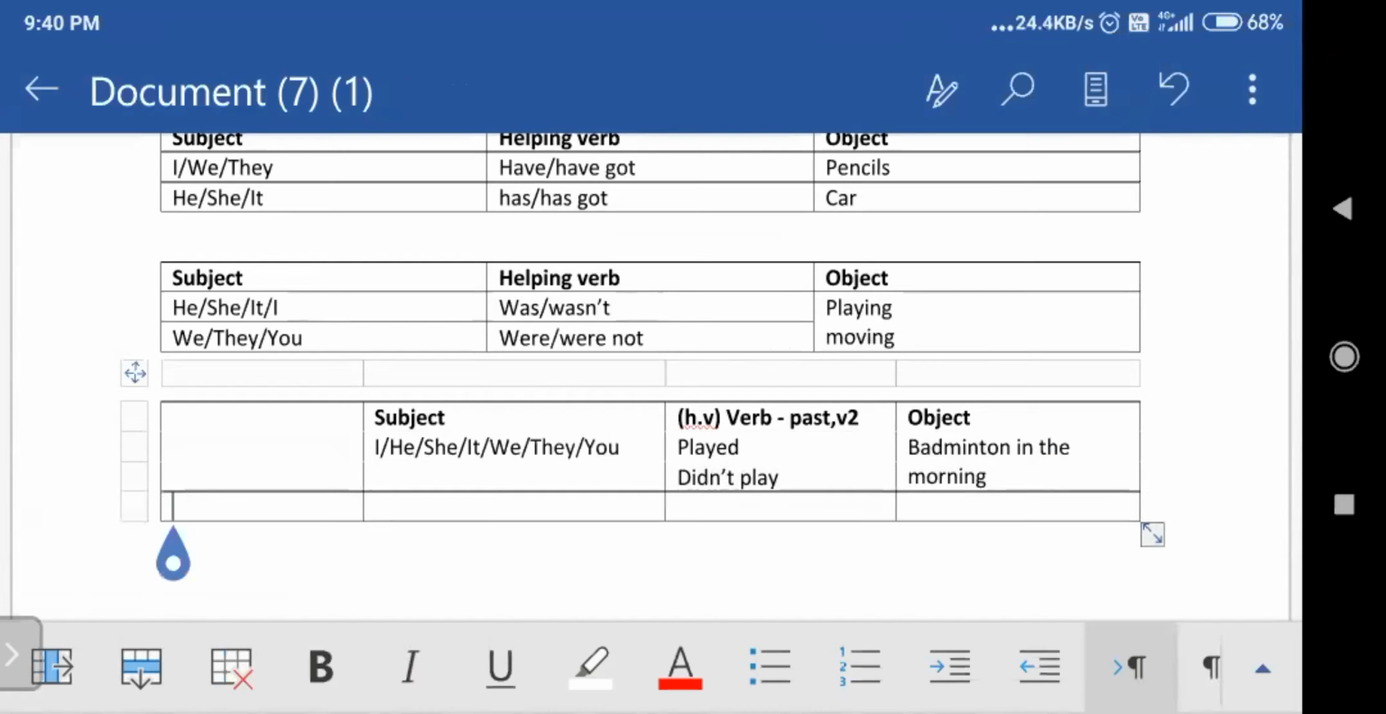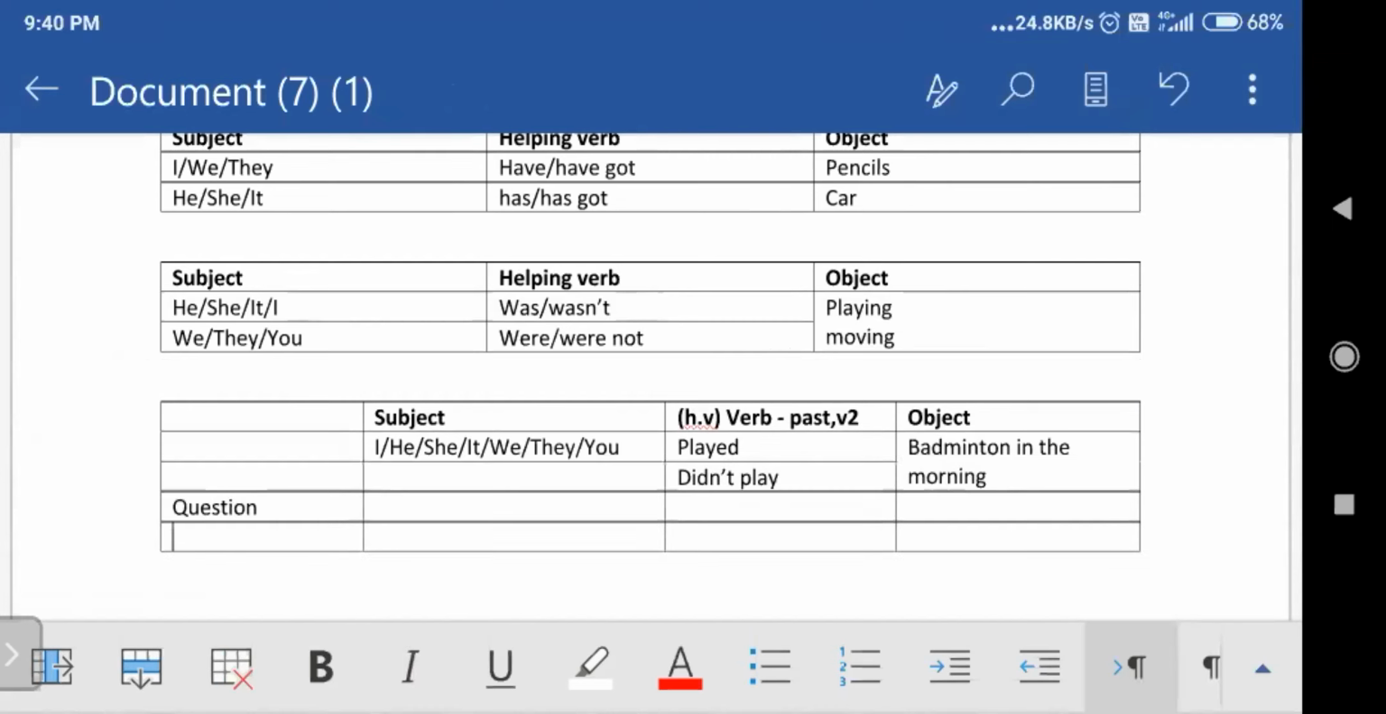Okay, so I put one more line because now I'm going to introduce the question type here. For question, what do you think will happen? Can you guess? If you want to convert the same kind of line to question, what will come here? Helping verb. Yeah, the helping verb. Fantastic. So there we go. Helping verb will come up here, and it's not optional this time. So I shouldn't put it in brackets. I can just put it up straight away.